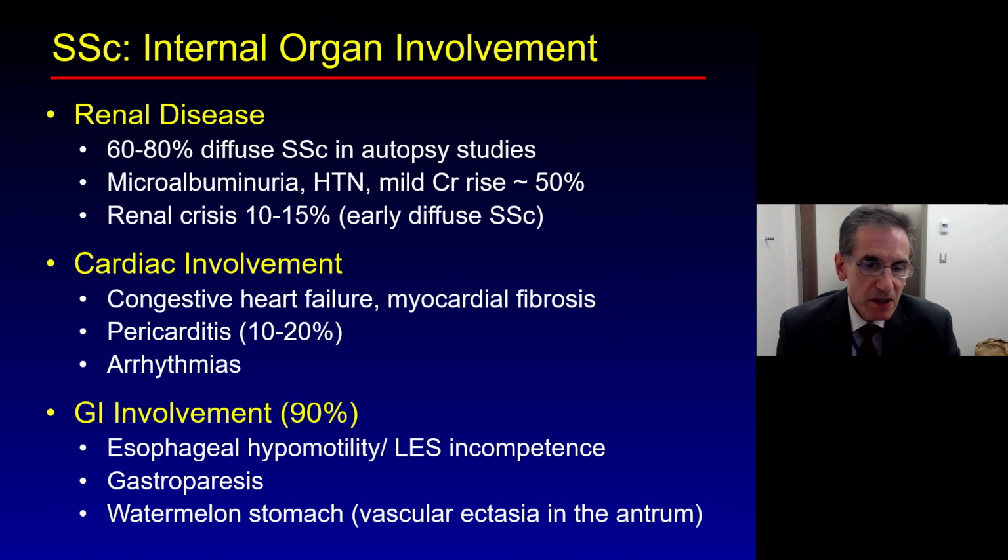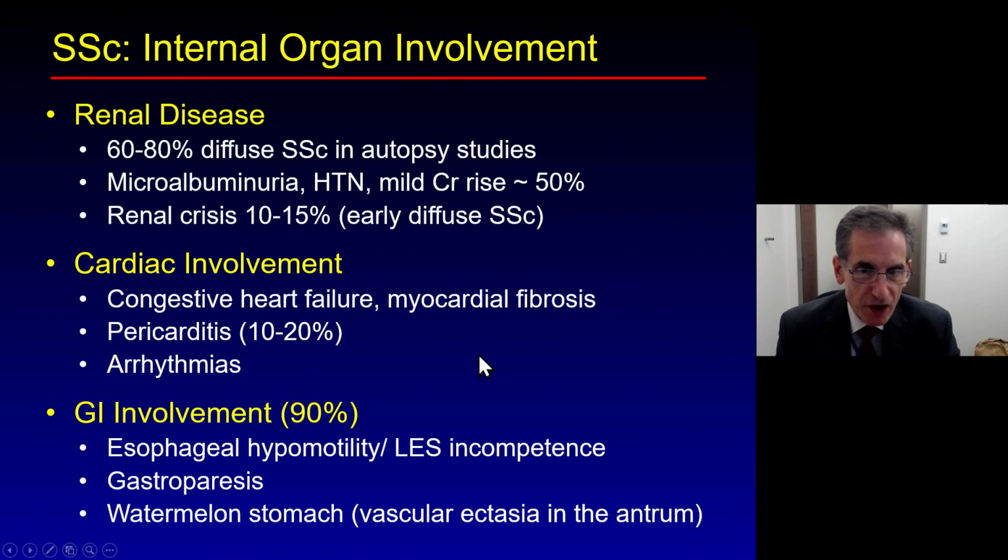Renal crisis occurs less frequently than before because of our recognition of this problem, but it does occur typically in early diffuse disease. It's treatable with ACE inhibitors, and the use of ACE inhibitors has cut the morbidity and mortality associated with renal crisis and Scleroderma significantly. But it's important to watch for, and prompt treatment with ACE inhibitors is extremely important.